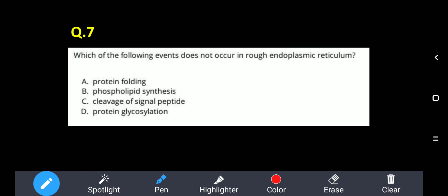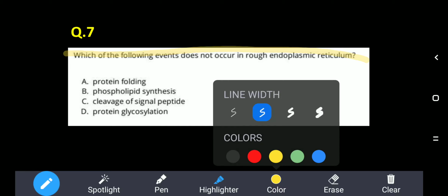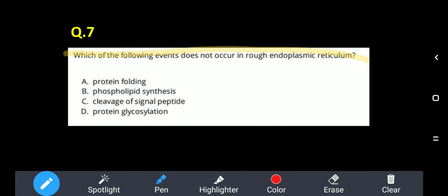Which of the following events does not occur in rough endoplasmic reticulum? Which of the events does not occur in rough endoplasmic reticulum? We have the options: protein folding, phospholipid synthesis, cleavage of single peptide, and protein glycosylation.